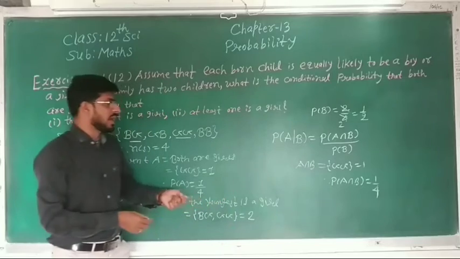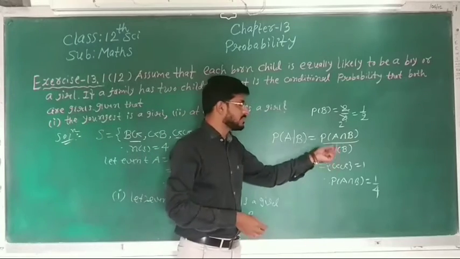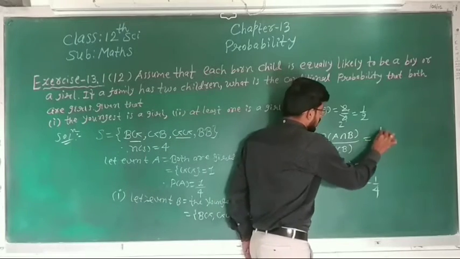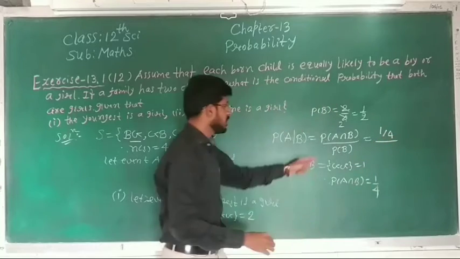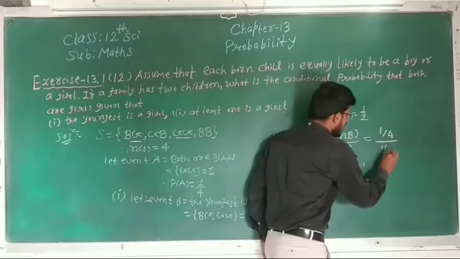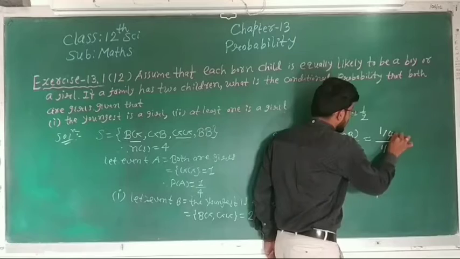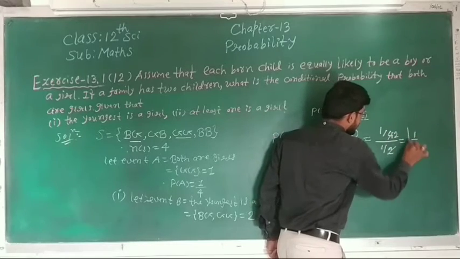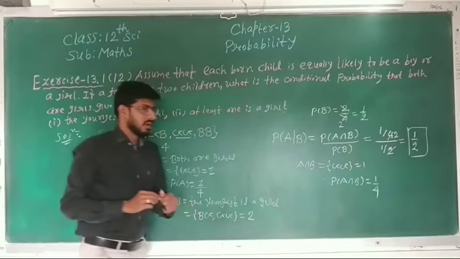Now put the value of A intersection B as well as P of B. So we get 1 by 4 upon P of B, which is 1 by 2. So 2 over 4, and we get 1 by 2 as the answer.